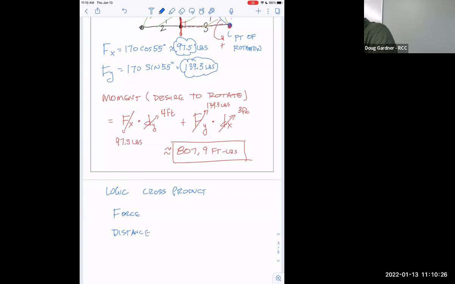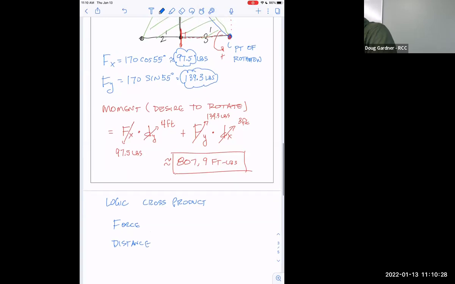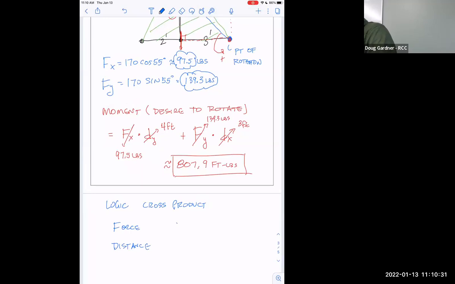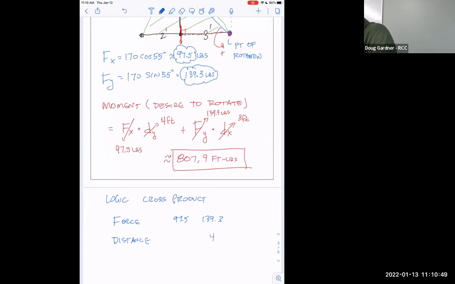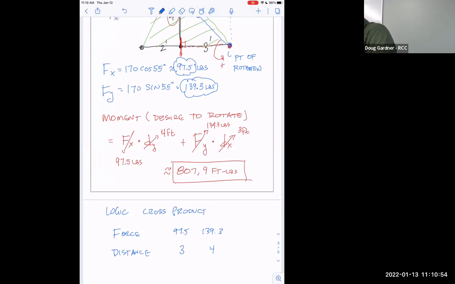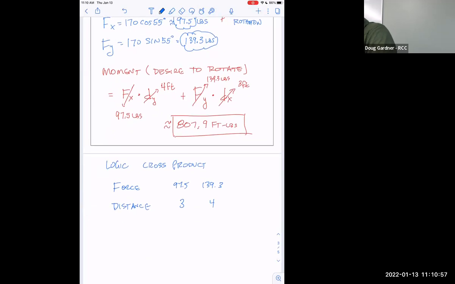And then what I'll do is I'll put my forces in here. Our force of X was 97.5. And our force of Y was 139.3. And our distances were 4 and 3. Let's see, our Y distance was 4. So I put my Y distance here. And my X distance was 3. So does it make sense? Like, that's where force goes, and this is like ordered pairs. This is our X's and this is our Y's. Does that make sense?